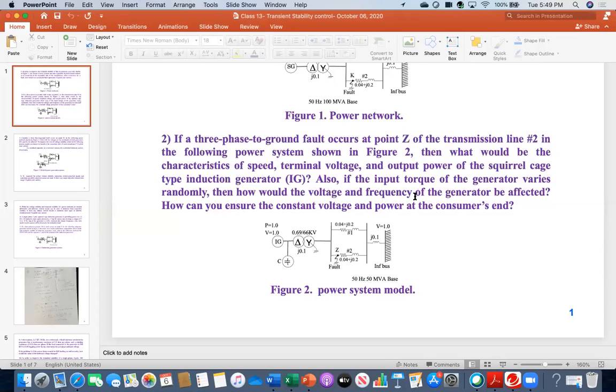Now we are done with the second part. For the third part, how can you ensure the constant voltage and power at the consumer's end? We're assuming that something is happening, input torque is varying, whatever the input source is. Consequently, you notice that there will be fluctuation in frequency, voltage, speed, power everywhere. So how will you get the constant?